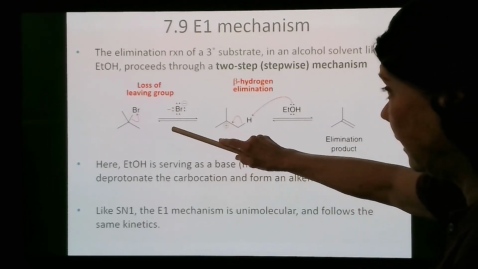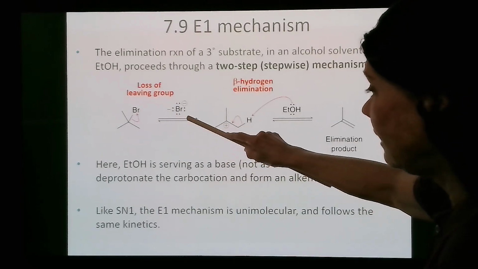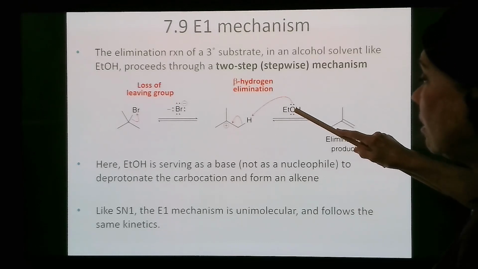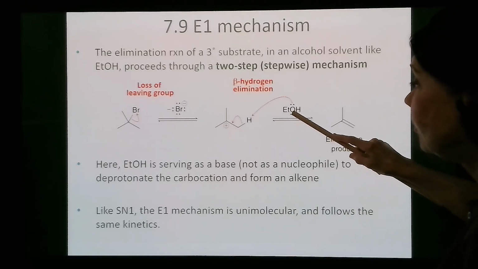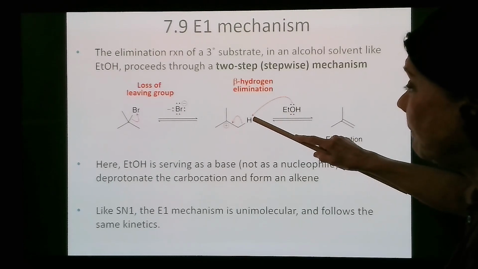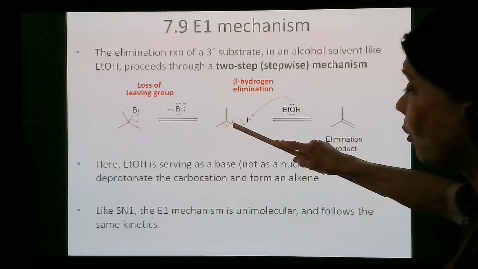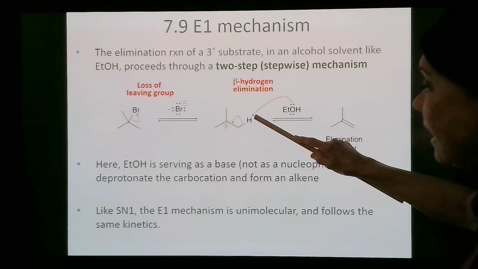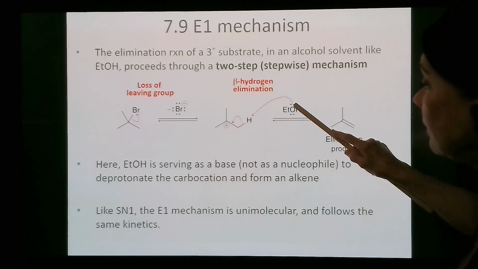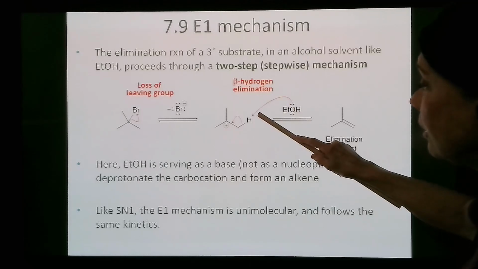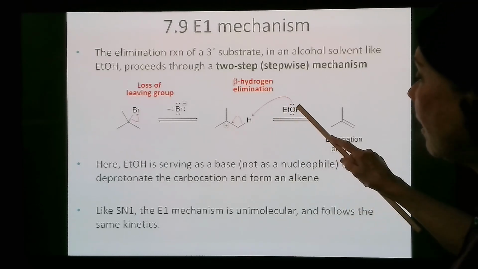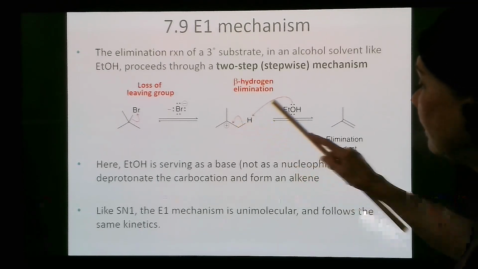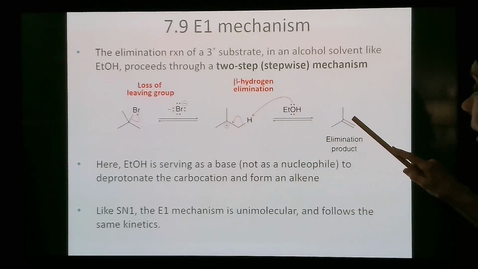So you can also have loss of your leaving group to form the carbocation, and then your alcohol, or solvent, instead of acting like a nucleophile, can come in and abstract a proton to form the alkene. So oxygen attacks the proton, lending a pair of electrons here to form the oxygen-hydrogen bond. The pair of electrons in the carbon-hydrogen bond move back in and form the pi bond.